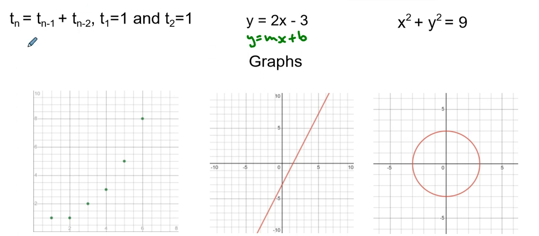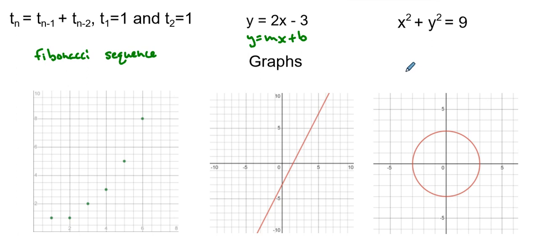And even some different sequences. This is Fibonacci's sequence, for example. It's the Fibonacci sequence. And it's a recursive formula here that says each next term is the sum of the previous two terms. And they've identified the first two terms as both 1. So it's a pretty famous sequence. All of these are relations, mathematical relations.